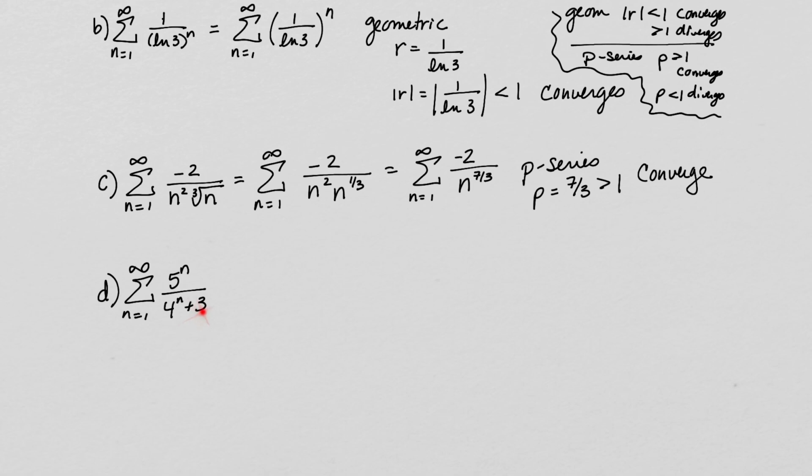So telescoping, remember telescoping, I'm going to want to be able to take this and break it into 2 pieces where things will add and subtract together. If the plus 3 was on the top, I could break it into 2 fractions, but since the plus 3 is on the bottom, I can't. So it's not telescoping, it's not geometric, it's not a p-series. So I'm going to try the divergence test.